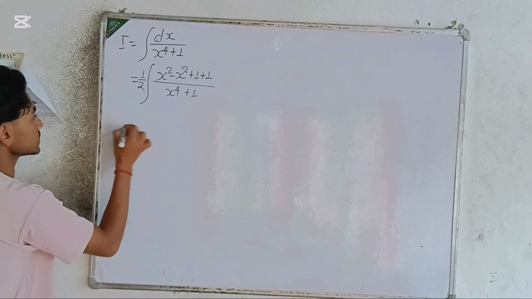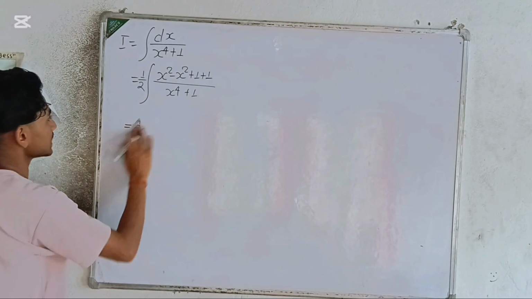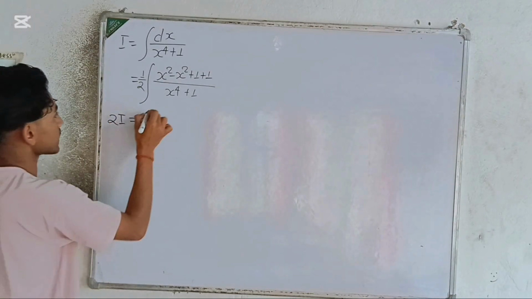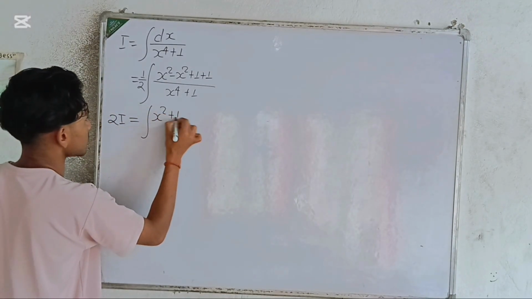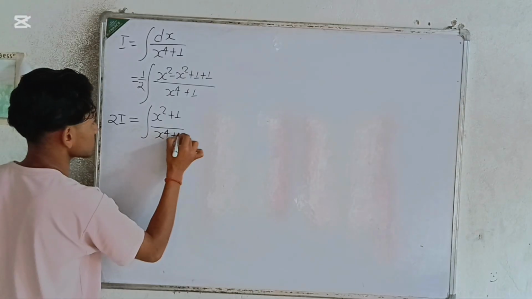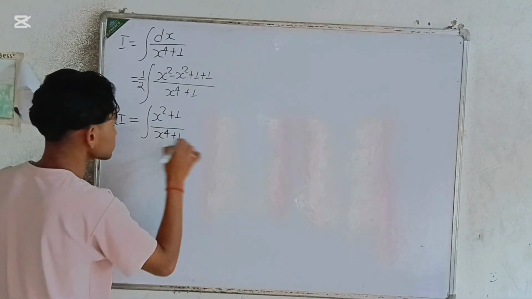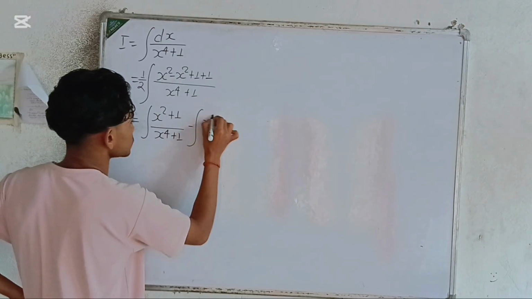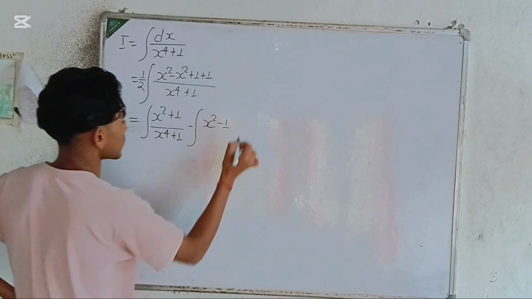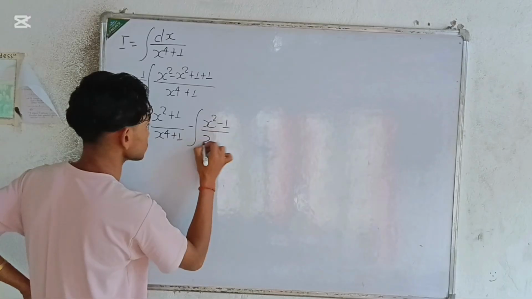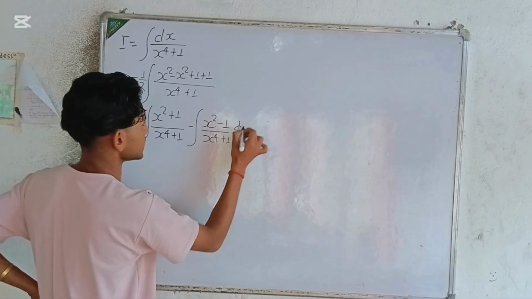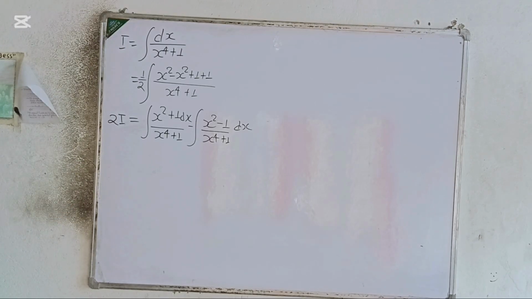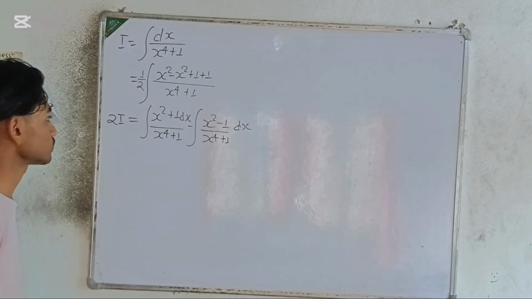Okay, so after this we have 1 over 2. Let me call this 2I here, and I get the integral of x squared plus 1 over x to the fourth plus 1, minus the integral of x squared minus 1 over x to the fourth plus 1, with dx here and dx here. So up to there, I think there is no kind of problem.